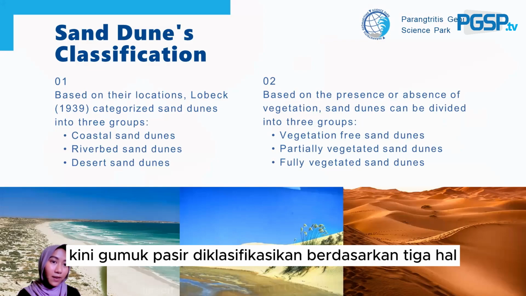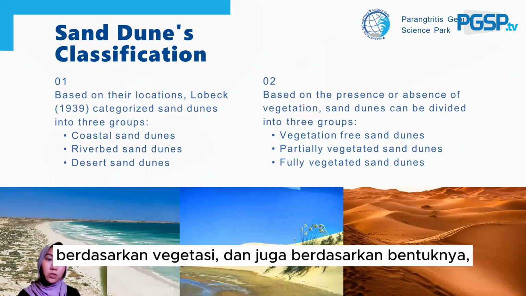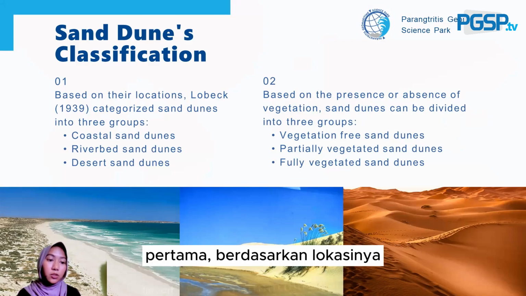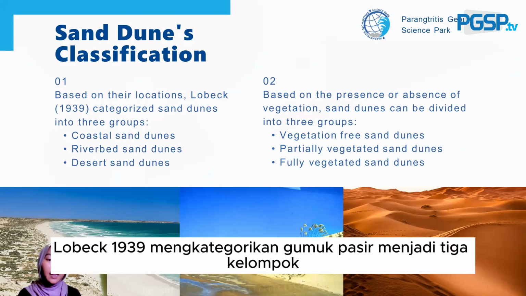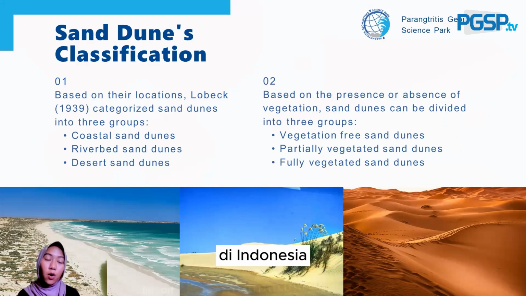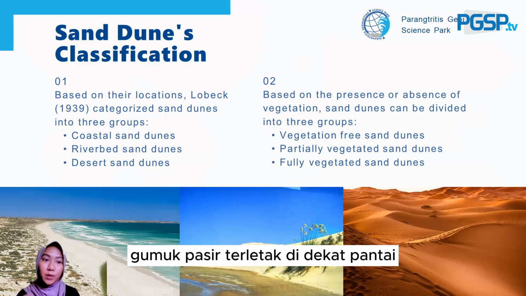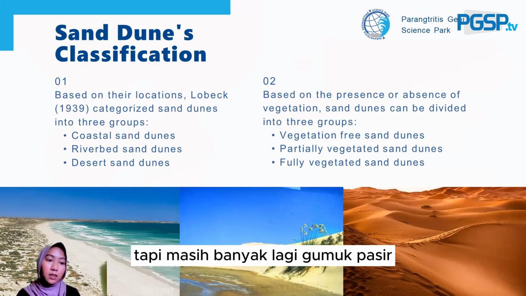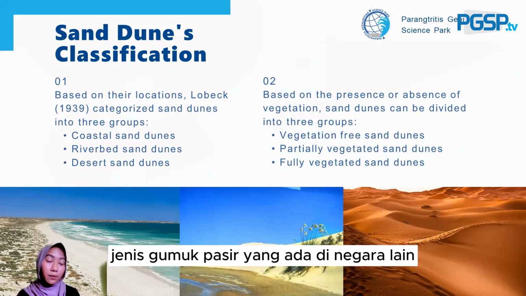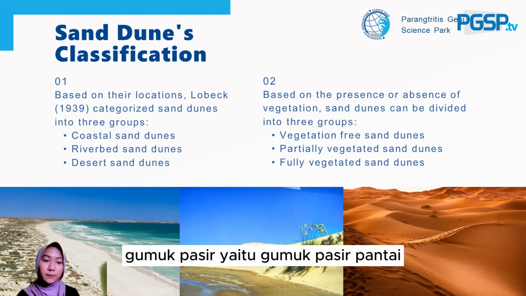Now, sand dunes are classified by three things. The first one is based on their location, then based on their vegetation, and also based on their shape. First, based on their locations, Lobeck 1939 categorized sand dunes into three groups: the coastal sand dunes, riverbed sand dunes, and also desert sand dunes. In Indonesia, we only have the coastal sand dunes because all of our sand dunes are located near beaches. There are a lot more types of sand dunes out there in other countries, but in Indonesia, we only have one type, that is coastal sand dunes.